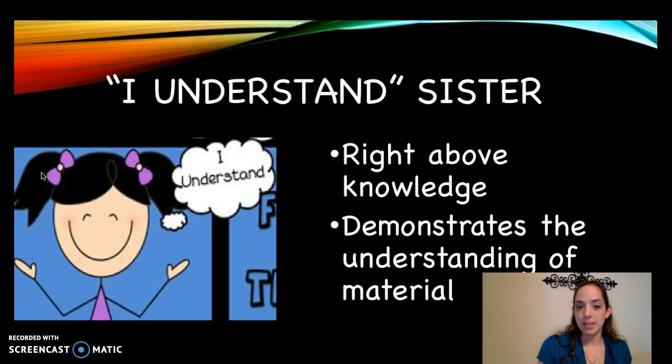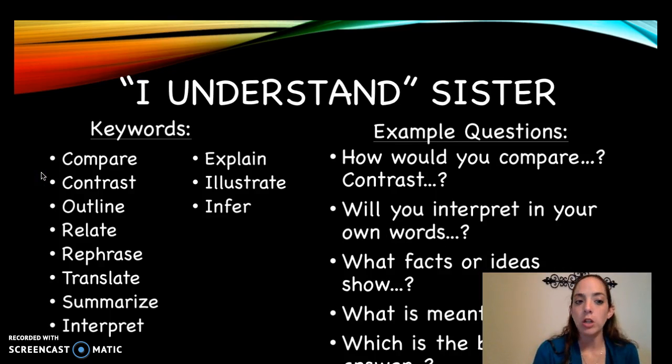The next sister in the family is the I Understand sister. She is one step above her brother, and she has everything to do with comprehension. Does the student know what they learned or what they read? She can demonstrate her understanding of facts and ideas by organizing, comparing, translating, interpreting, giving descriptors, and stating main ideas. Some of her keywords are compare, contrast, outline, relate, can you rephrase what you read, explain, and so on.